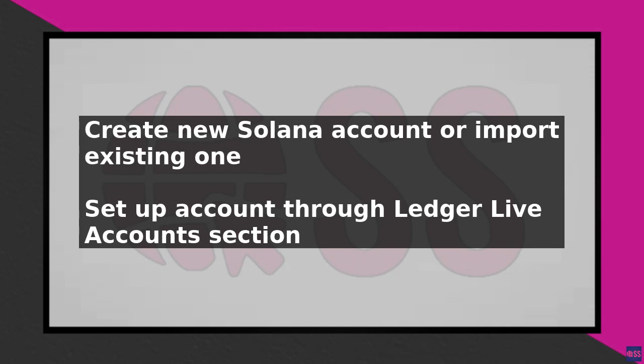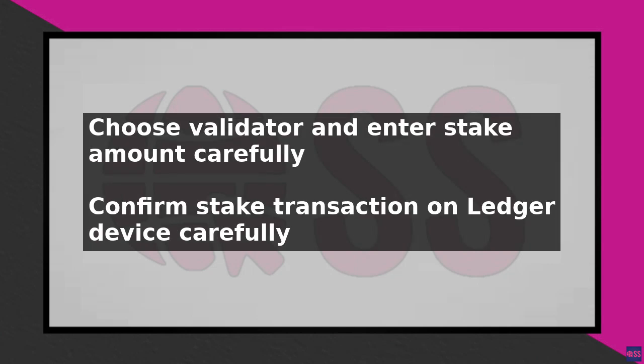After setting up your Solana account, navigate to the Solana account page in Ledger Live and click on the three dots next to your account balance. Then select Stake. You will be presented with a list of available validators. Choose one that you want to stake with and click Continue. Next, enter the amount of Solana you want to stake and confirm the transaction.